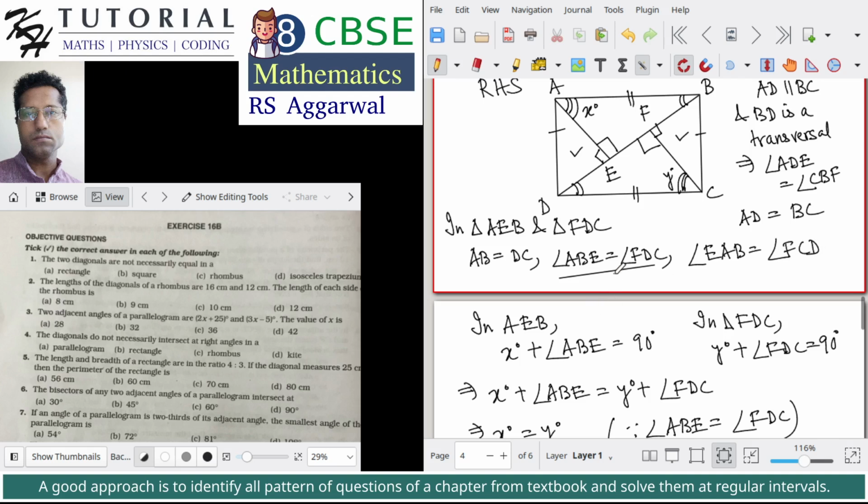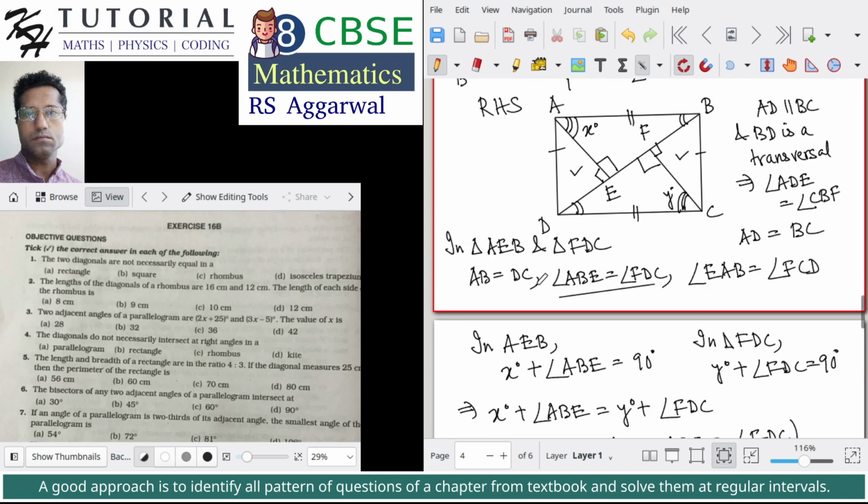FCD. So as you can see, this will imply all these three equalities: AB equals DC, angle ABE is equal to angle FDC, and angle EAB is equal to angle FCD. This will imply that these two triangles AEB and FDC are congruent, because we are satisfying the ASA congruency criteria, that is angle side angle.